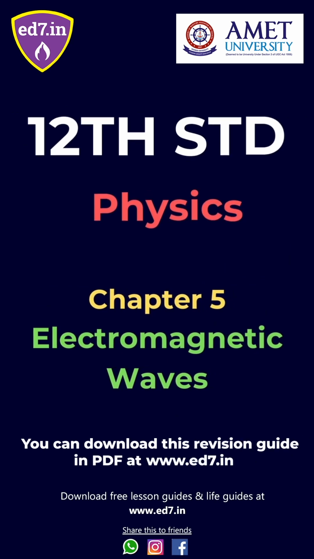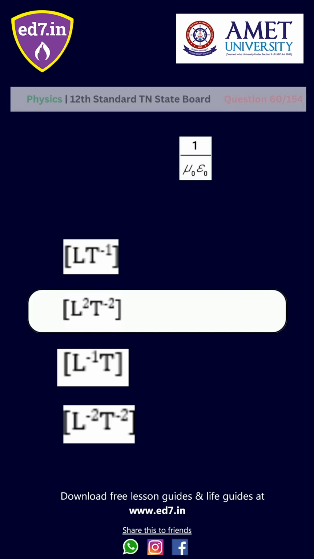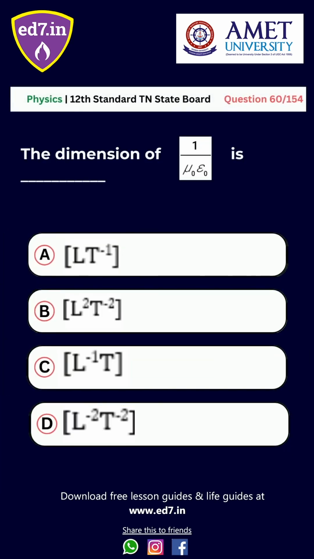Chapter 5. Electromagnetic waves. Question number 60. The dimension of 1 by root of mu naught epsilon naught is: option A, L t power minus 1; B, L square t power minus 2; C, L power minus 1 t; D, L power minus 2 t power minus 2. The right answer is option B, L power 2 t power minus 2.